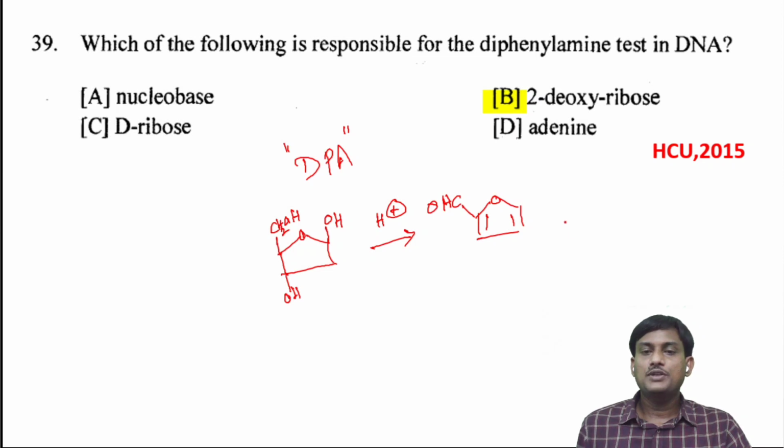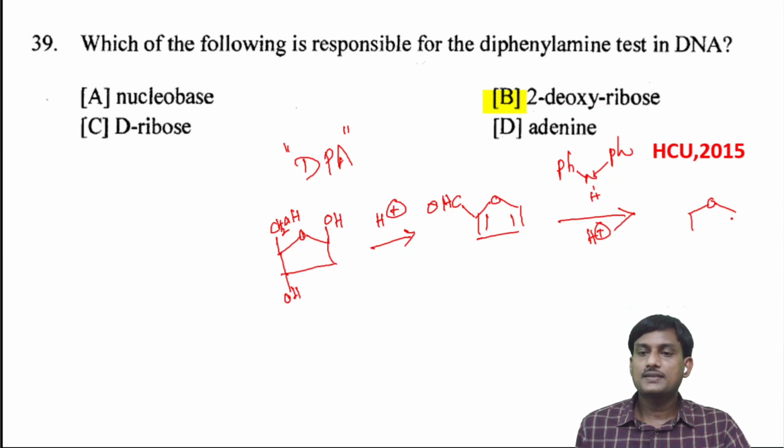Furfural has a CHO group. And when you treat it with diphenylamine, this is diphenylamine, Ph N H Ph, in the presence of H plus, there is a formation of a blue colored complex. The blue colored complex is formed due to the reaction between 2-deoxyribose in the presence of acid and diphenylamine. This is the complex you will get, with C double bond N, Ph on both sides, and a positive charge.